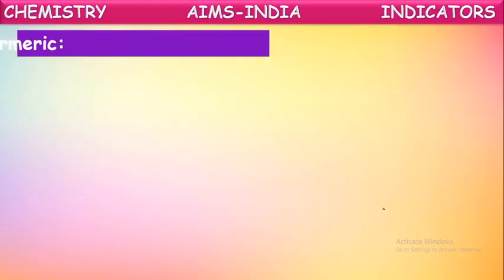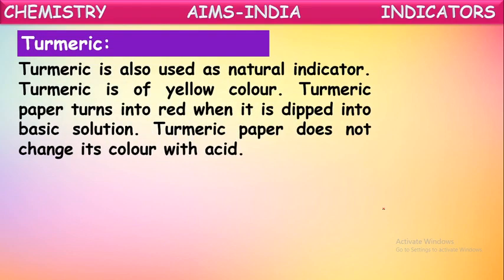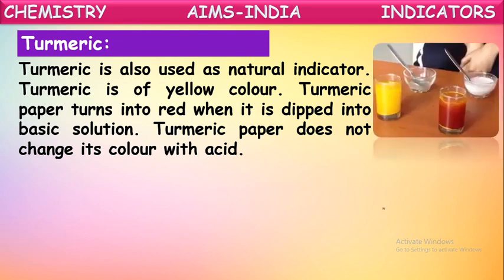Okay, let us see one more indicator, that is turmeric. Turmeric is also used as a natural indicator. Turmeric is of yellow color, we know. Yes, in our homes it is also used in cooking. Turmeric paper turns red when it is dipped into a basic solution. Turmeric does not change its color with acids. It shows a color change only with bases. It turns into red color.